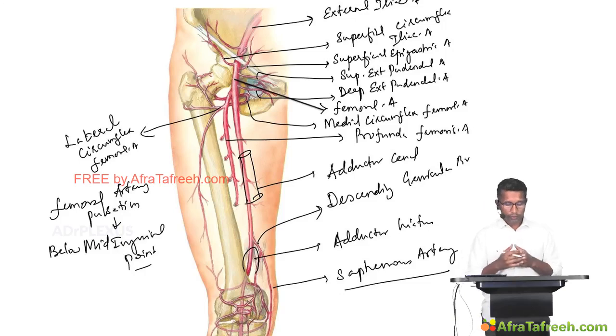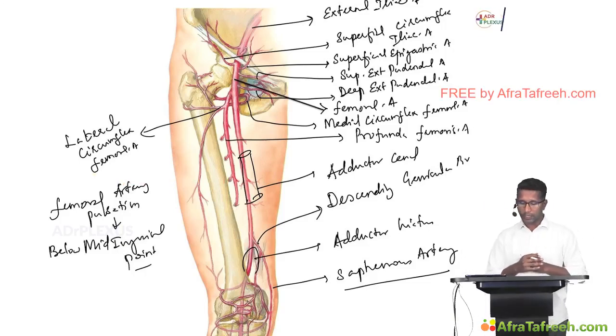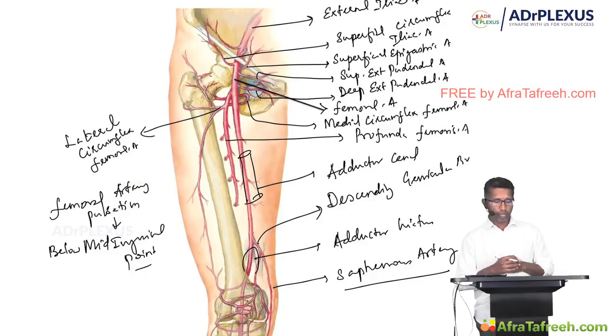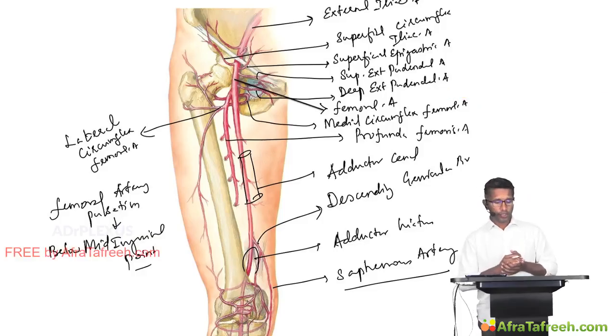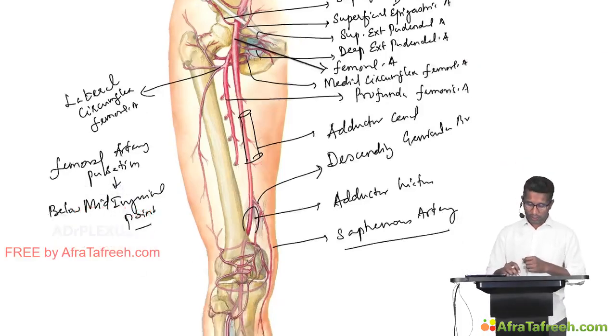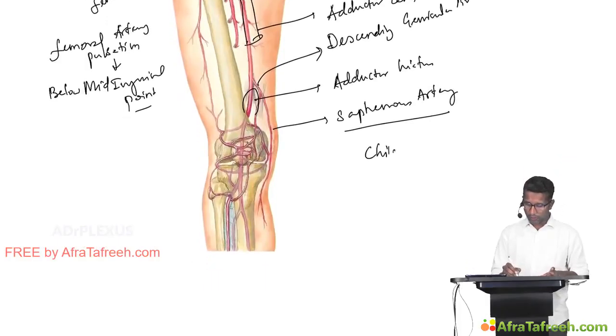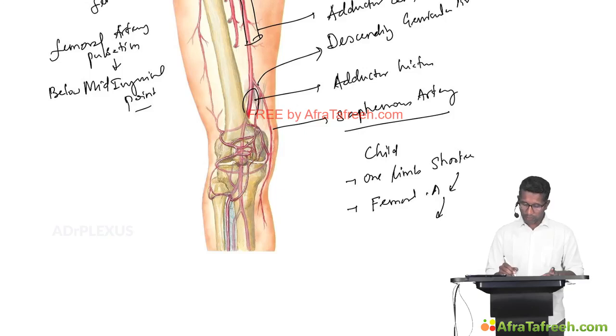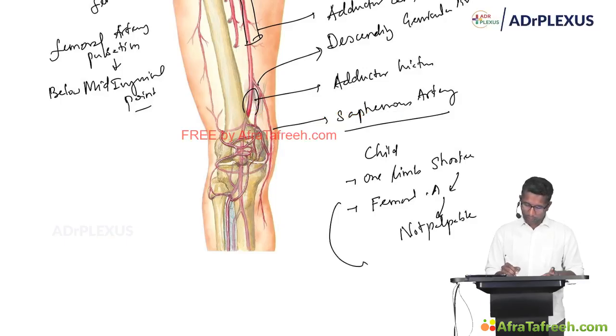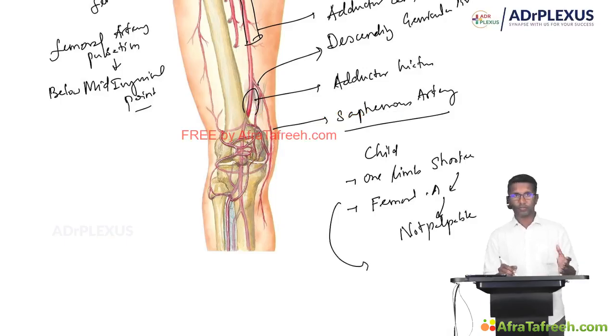Suppose suddenly a child is coming to you. I am just giving you a clinical scenario. If you see the child's limb, one limb is shorter compared to the other limb. Now you feel for the femoral artery pulsation in the hip region. On the shorter side the femoral artery pulsation is not palpable.